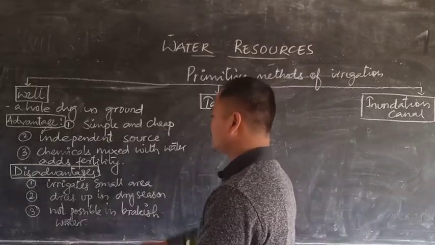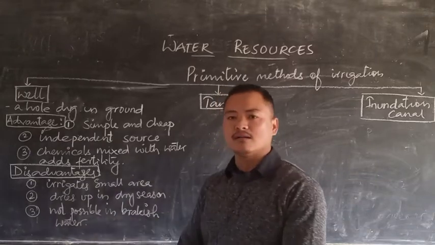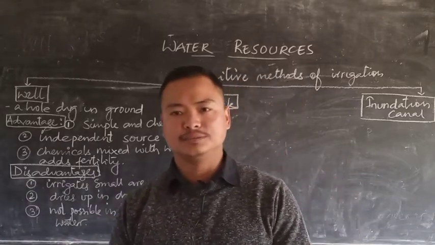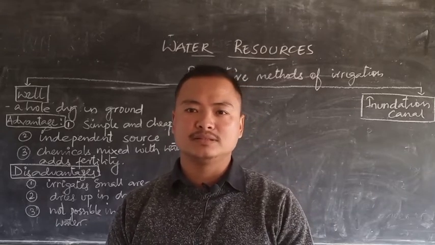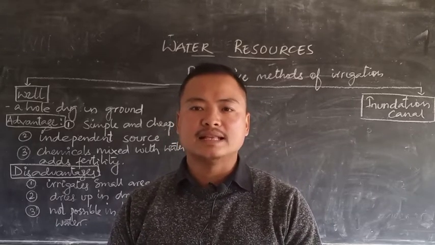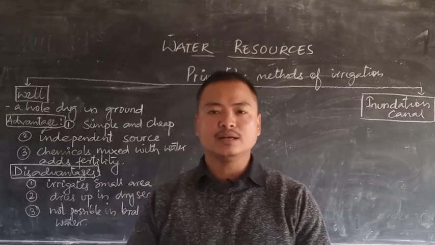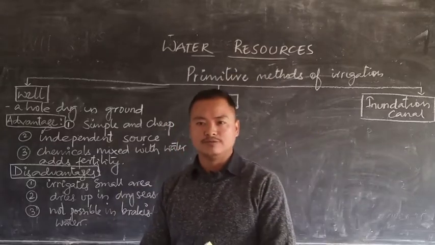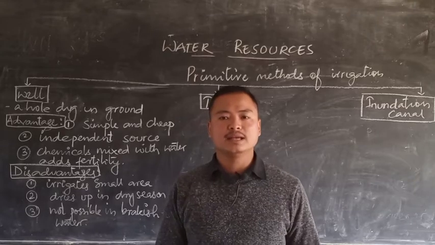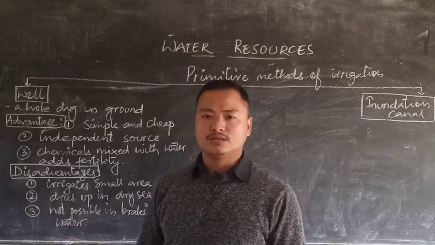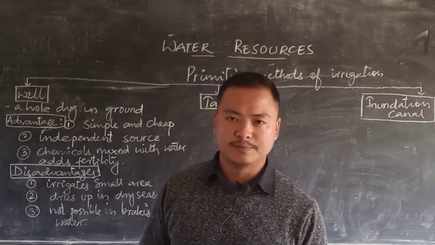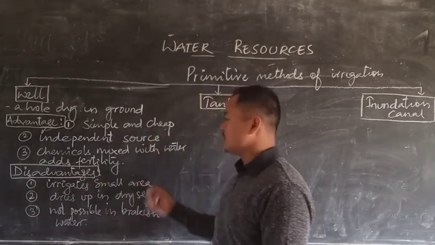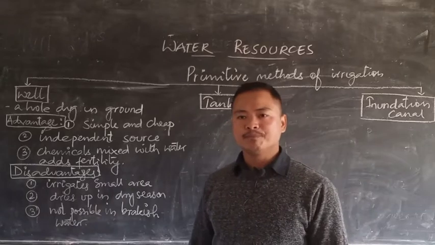The third advantage is that well water is underground water which is extracted out. When this underground water is mixed with various chemicals, it adds fertility to the soil when provided in the form of water. These soluble chemicals come out with the water, and when given out in the fields, they add to the fertility of the soil. Apart from these, there are also greater disadvantages.